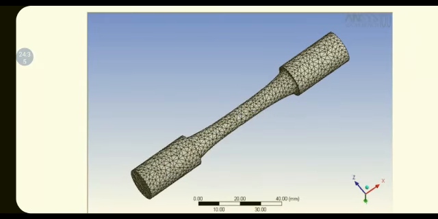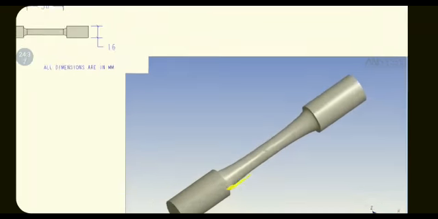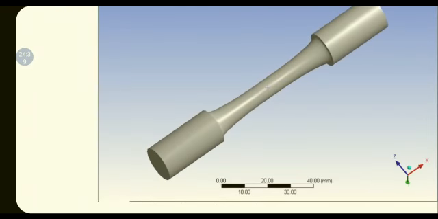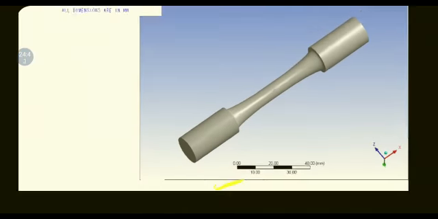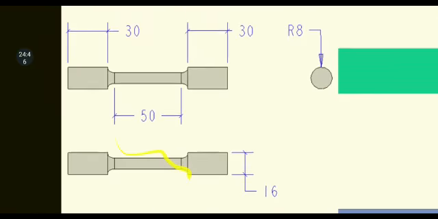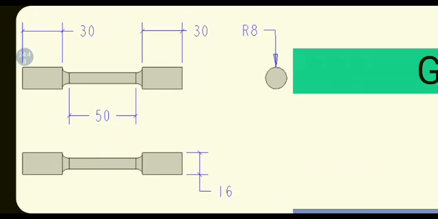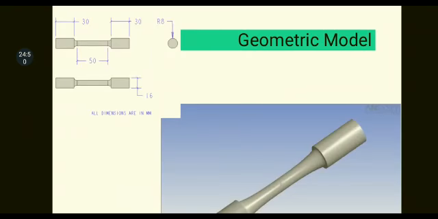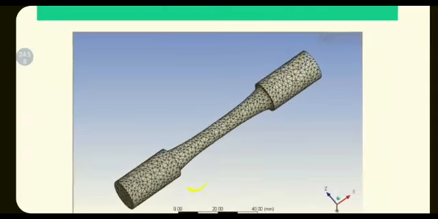So the previous one, I'll just check it out. This is a solid, so there are no meshes. Okay, this is a drawing. All dimensions are in mm. Okay, then there is something called mesh.